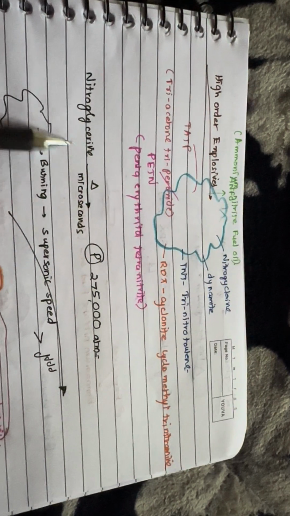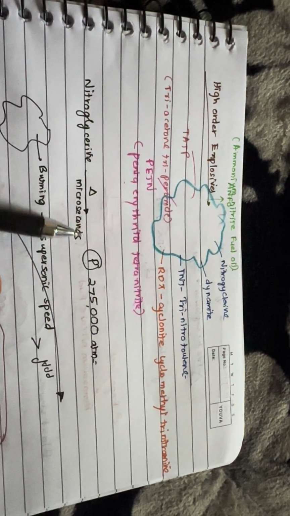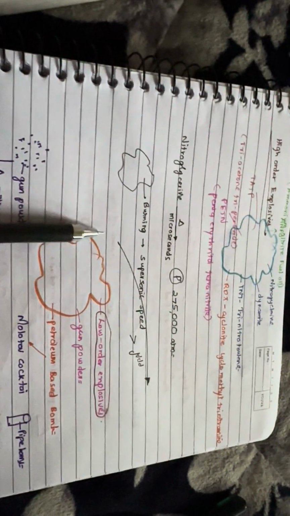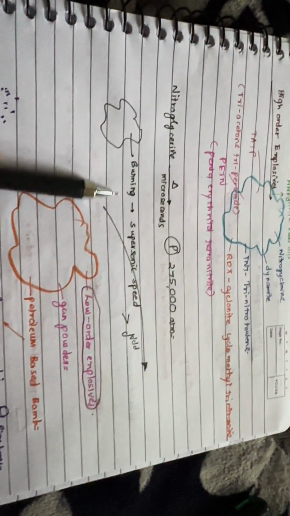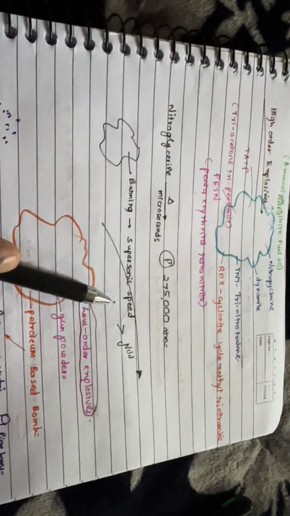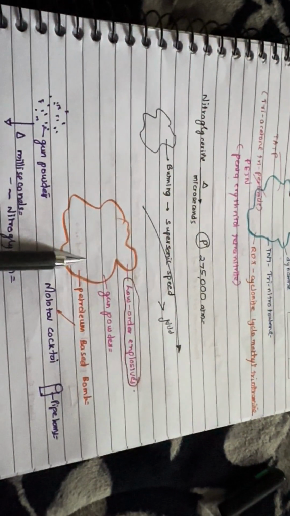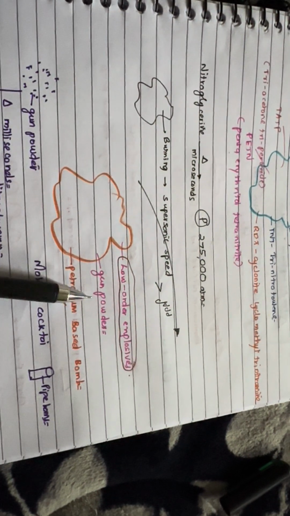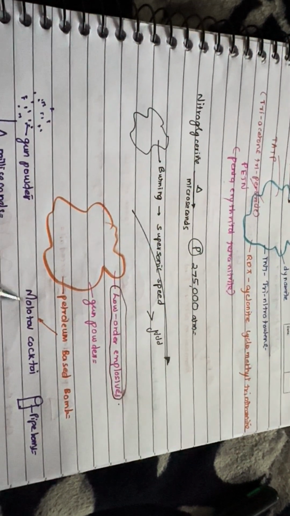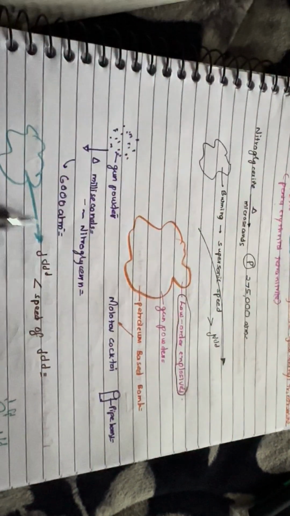Nitroglycerine burns in microseconds and produces a pressure of 27,500 atm. The burning front moves with a supersonic speed, that is, more than the speed of sound. Low order explosives, for example, gunpowder and petroleum-based bombs, for example, Molotov cocktail and pipe bomb.